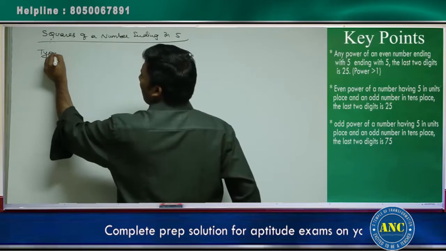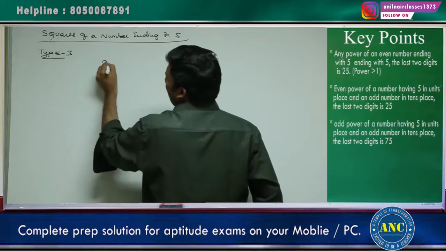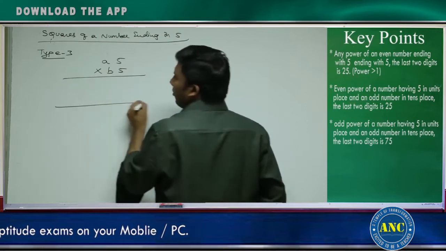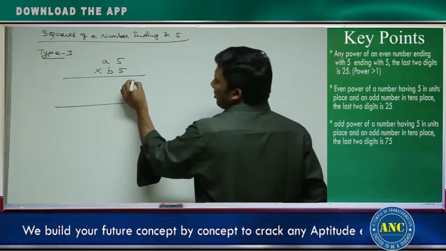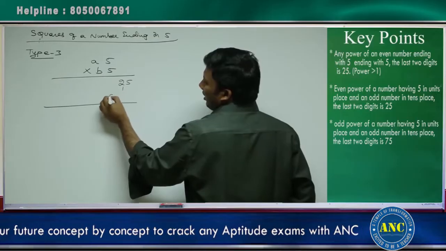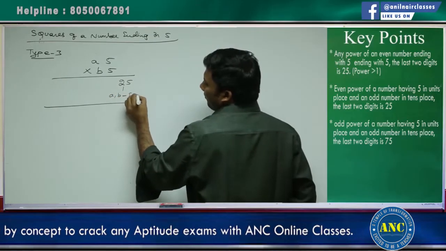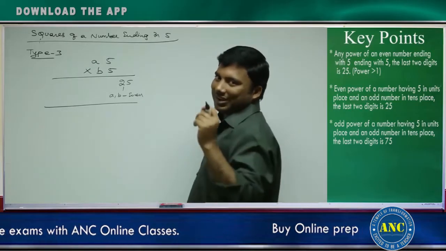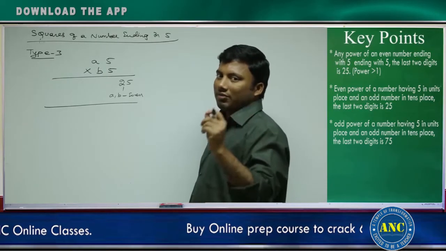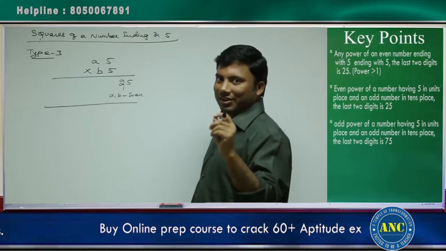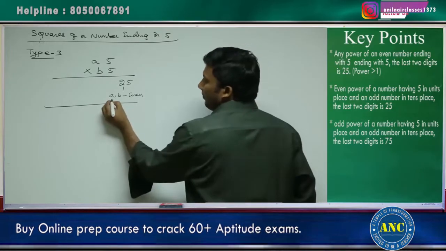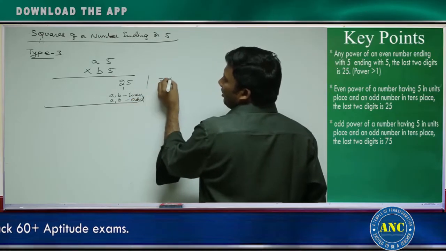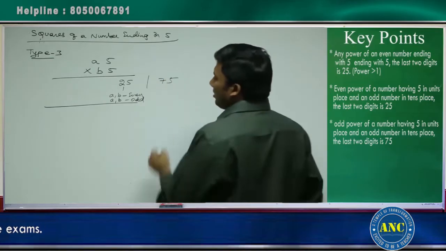Extension of type 1 and type 2, type 3. If I multiply A5 into B5, if both A and B are even, what are the last two digits? 25. If both A and B are odd, what will be the last two digits? 25. Because we already discussed odd 5 into odd 5 or even 5 into even 5, last two digits will be 25. If one is even, another is odd, last two digits will be 75.